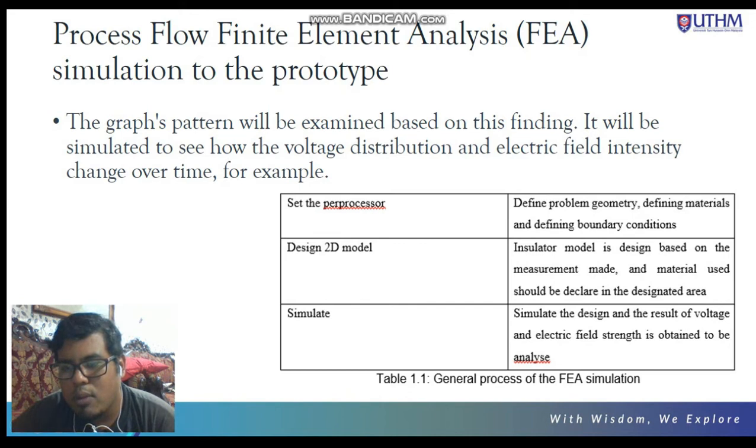Define the problem geometry, define material, and define the boundary condition. And the second is design the 2D model. The insulator model is designed based on the measurements made and the material used should be declared in the design area. And the last is simulate. The simulation is run and the result of the voltage and the electrical field strength is obtained to be analyzed.